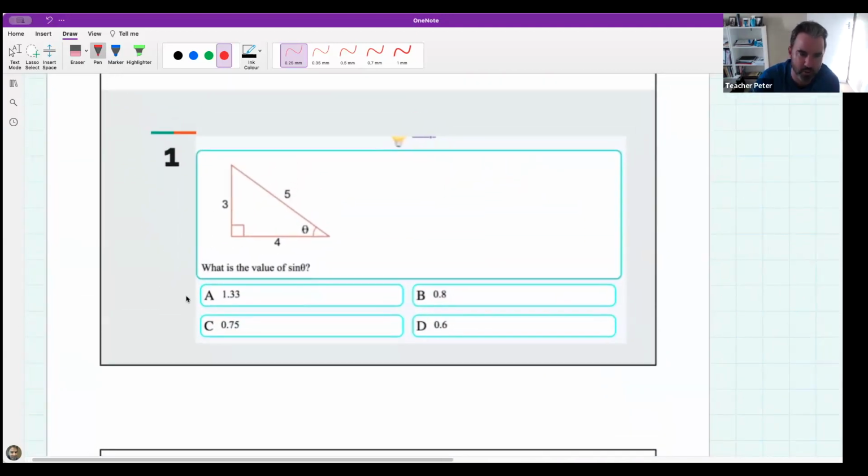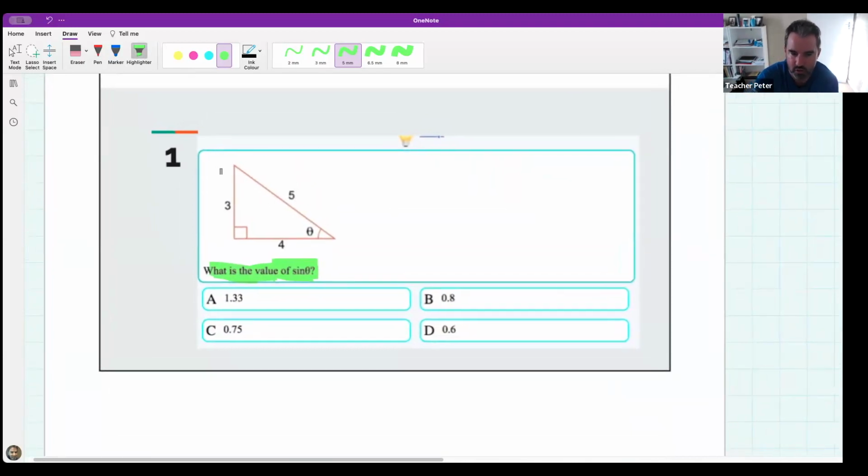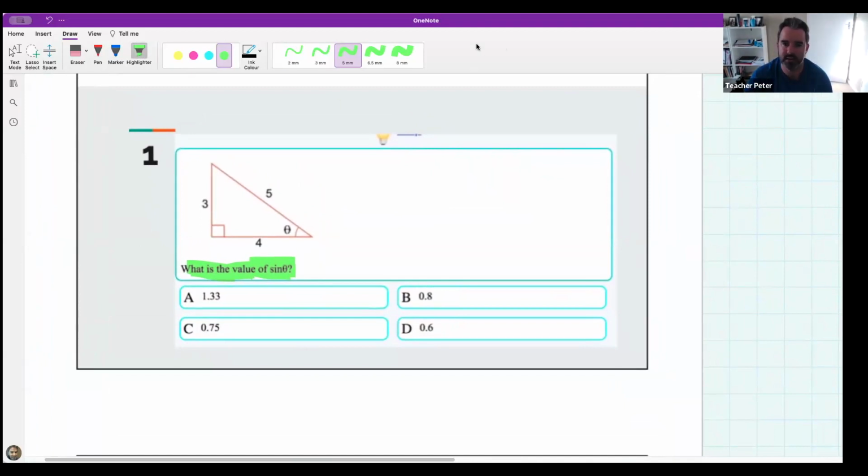So, question number 1. Can you tell me what the value of the sine of theta is using the triangle above? And you just need to vote using the options A, B, C, or D. So the options are coming in thick and fast.